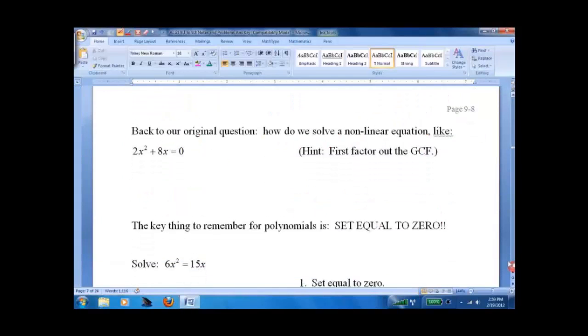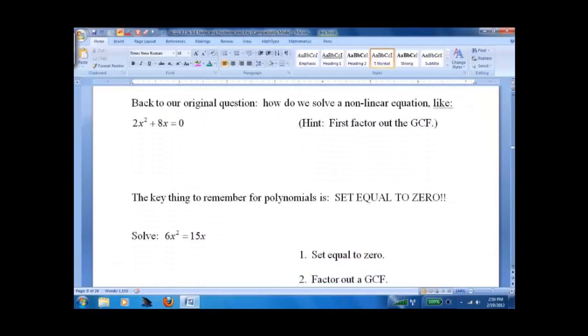So, back to our original question. How do we solve a nonlinear equation? Nonlinear meaning x squared. That makes it nonlinear. If I graph this, it'll be a curve. Well, first you factor out the GCF, because we're going to try and use that zero product property we just showed you. What is in both of these? Well, 2's in both of them. This is x squared and that's x, so I can pull out an x.